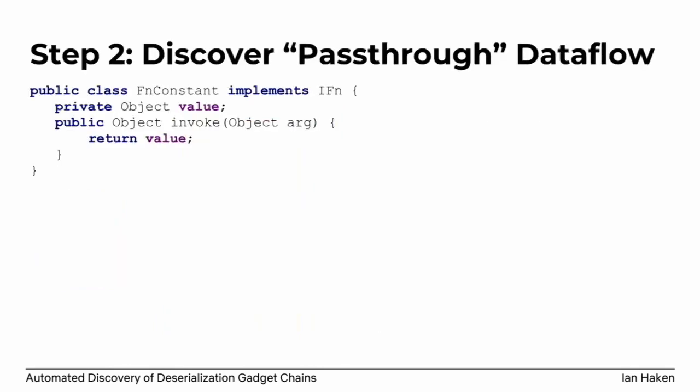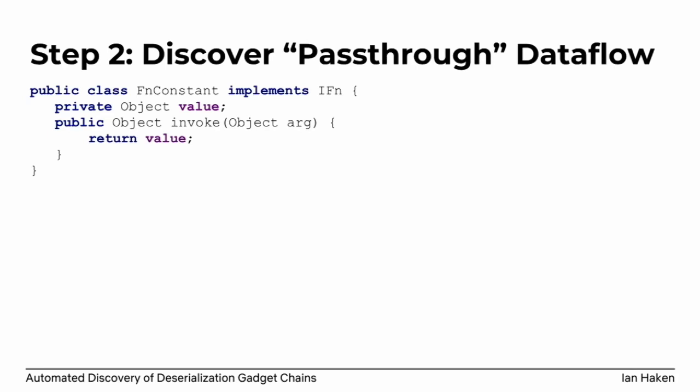So the next step is where things start getting a little bit interesting, where I want to discover what I call pass-through data flow. And the goal of this step is to understand if an attacker is able to control some argument that gets passed into a function, can the attacker control the return value of that method? And we basically just want that so that we can do the next step where we understand what methods call other methods. So that's what we do in this step.